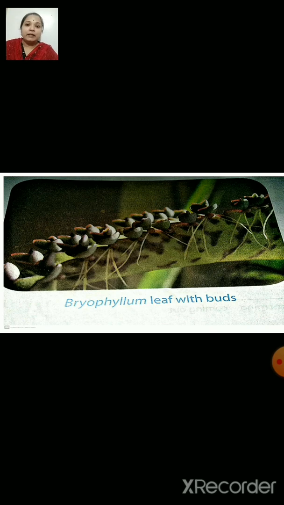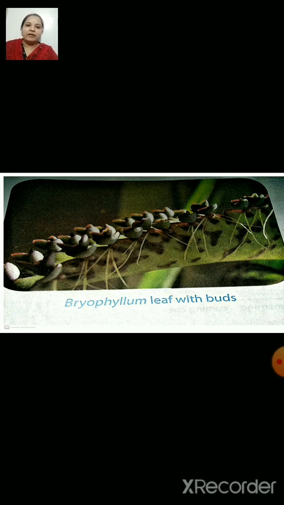Can you see this leaf? And the small plants which are growing at the edge of the leaves. When this plant gets detached from the leaf, it grows into a new plant.